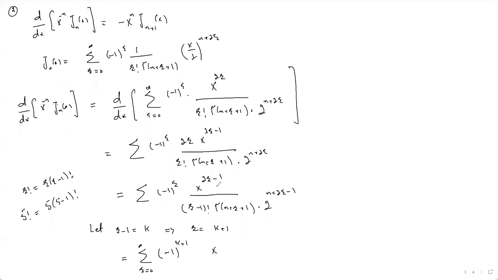It will be x raised to power 2k plus 2 minus 1, that is 2k plus 1, divided by r minus 1, which is k factorial. So this will become k factorial into gamma of r, which is k plus 1, so it will become n plus k plus 2. Into 2 raised to power n plus 2r minus 1, with r equal to k plus 1, so this will become n plus 2k plus 1.